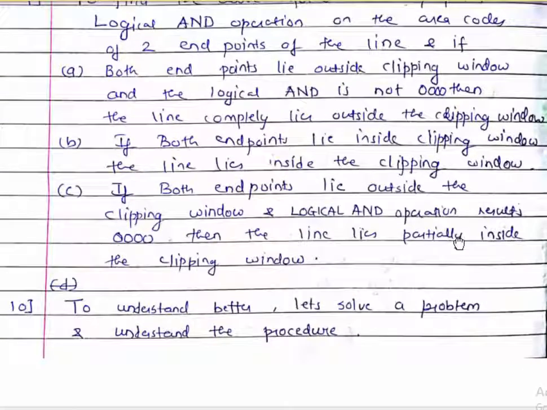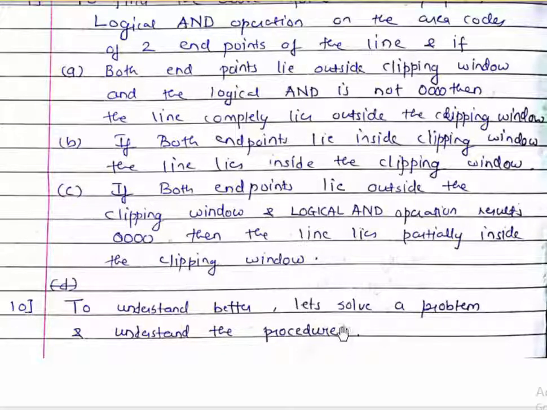And the third condition you have to check is if both endpoints lie outside the clipping window and the logical AND operation results in 0000. This is the one, guys, that we have to check. Then the line lies partially inside. Remember, it lies partially inside the clipping window. So we have to perform the operations to find out how much of the line lies inside the window after clipping the line.